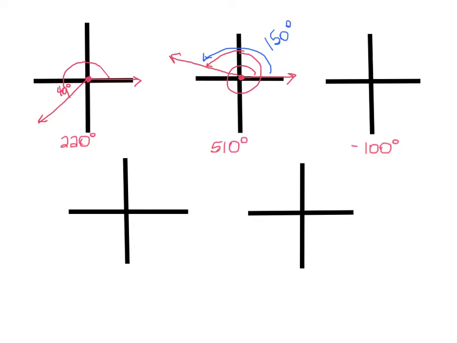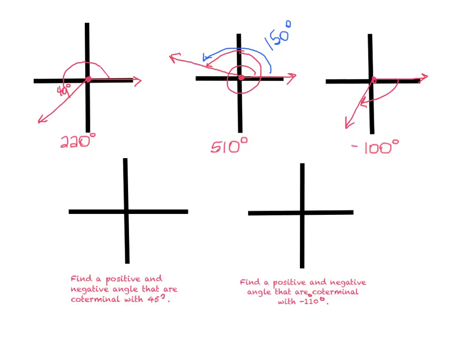We can also measure negative angles. So again, the vertex is going to be at the origin. The initial side is going to be on the x-axis, but this time we're going to measure backwards to negative 100 degrees. That would be 90. Go back a little bit further, and here would be the terminal side of negative 100 degrees.